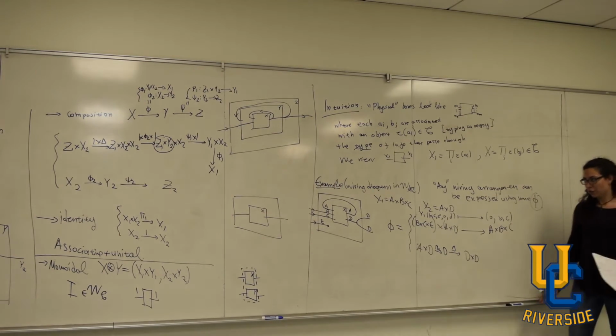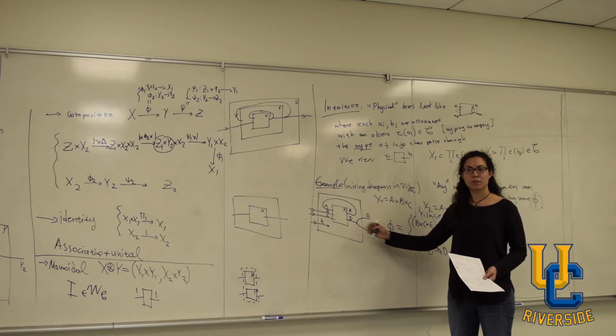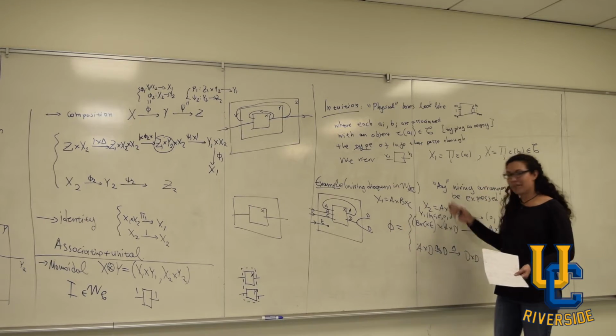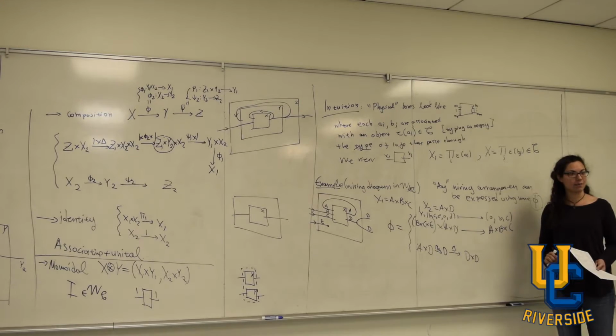So that's what I was trying to convey earlier, that for any wiring arrangement, if you want to draw something, you can give this meaning to the wiring arrangement just by writing down a pair of functions like this, okay?